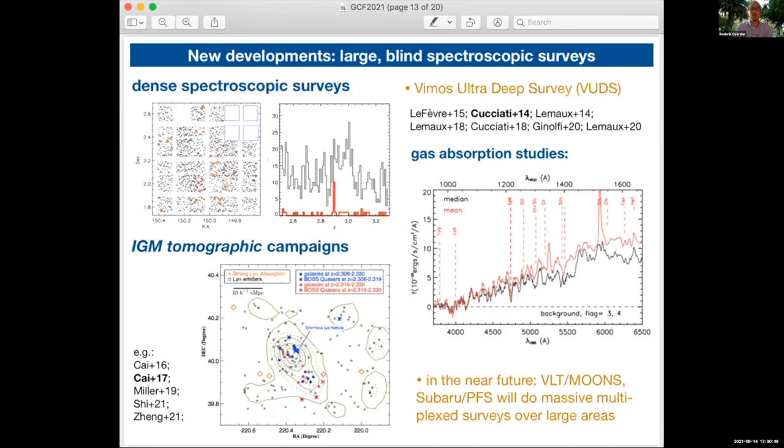Once you have all these spectra, you can stack them, and this opens interesting doors to study also the gas component of these systems, such as shown here on the right. And this is related to yet a whole new approach of finding these kinds of systems through tomography of the intergalactic medium. The example I'll show here from Cai et al. 2017 shows a massive structure of galaxies that was purely identified based on the absorption signal that they imprint on the spectra of quasars in the background. In the near future, I think we can expect these kinds of surveys to really take off with instruments like VLT MOONS and the Subaru Prime Focus Spectrograph that will do massive multiplex surveys over very large sky areas for the first time in history.